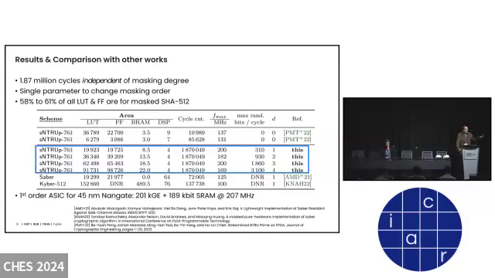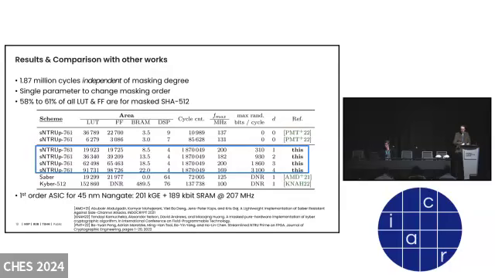Finally, we also synthesized it for ASICs using the NanGate Open Cell library. There, for the first order, for example, we have about 201,000 gate equivalents, as well as 189 kilobits of SRAM, again running at about 207 megahertz.